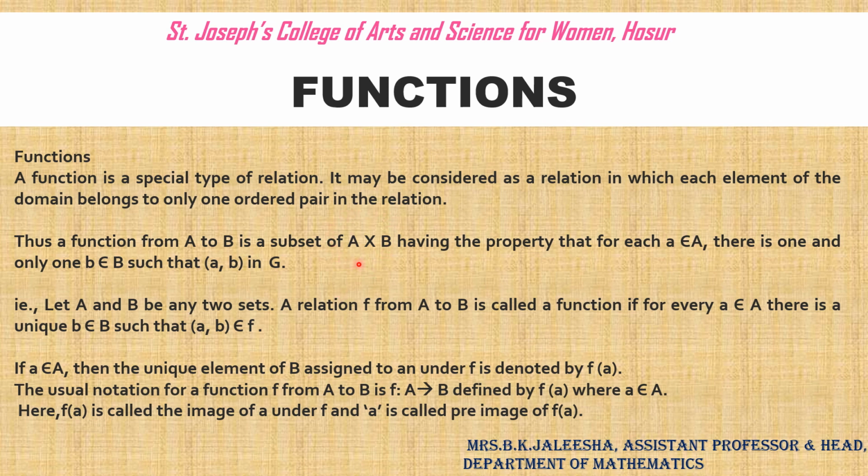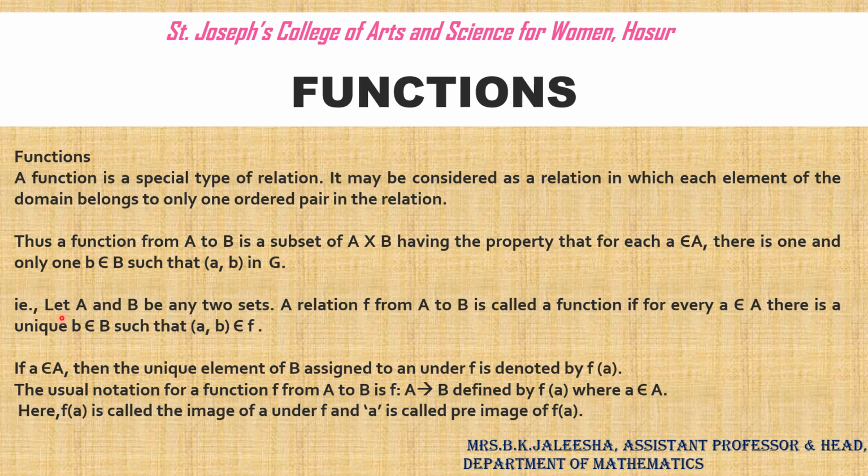So, if we are able to describe the elements in ordered pair form, then those parent sets can be joined as a cross product, that is A cross B, having the property that for each element a belongs to capital A, there is only one element b in capital B such that the ordered pair (a, b) will be in f, that is the function.